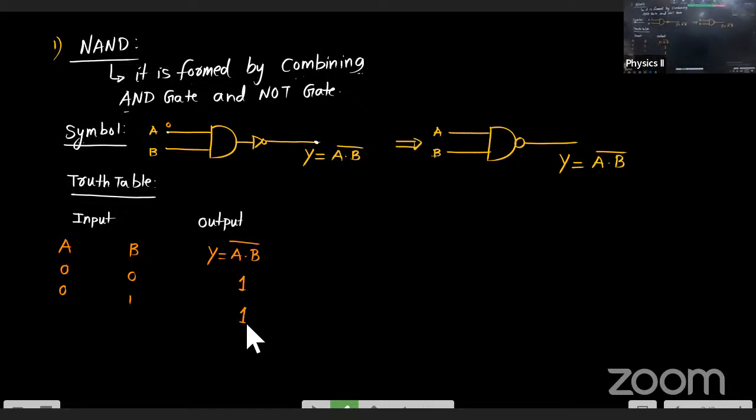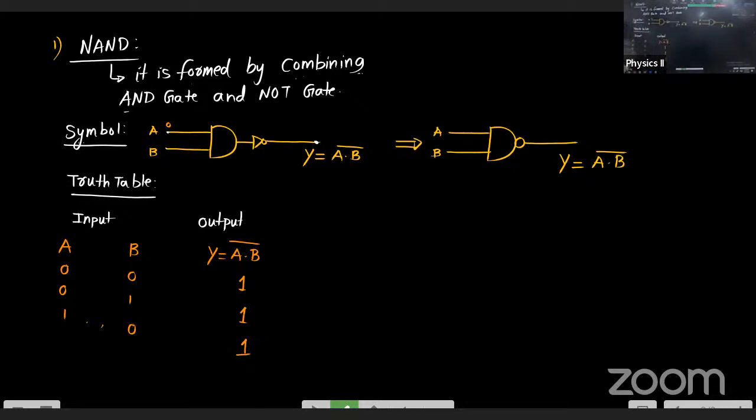If I take input A as 1, input B as 0, again see here 1 into 0, 1.0 will become 0. But what is there? Here NOT gate is there. What will the NOT gate do? It will invert the things. 1 into 0 will become 0. If I invert that, it will become what? It will again become 1.